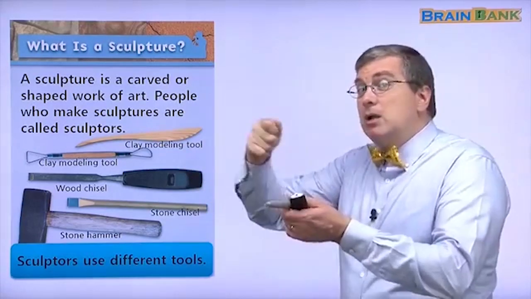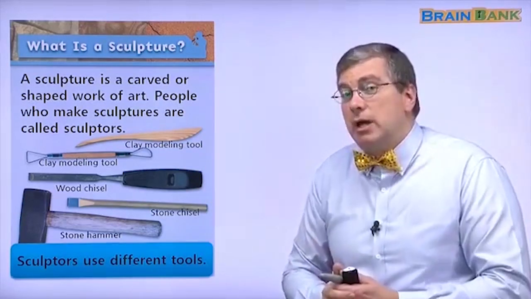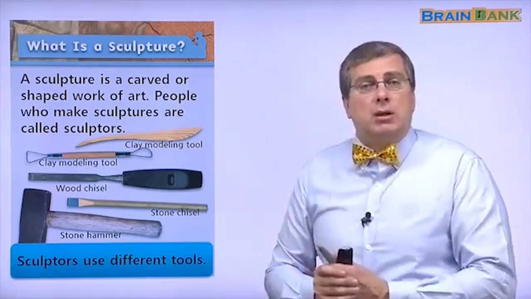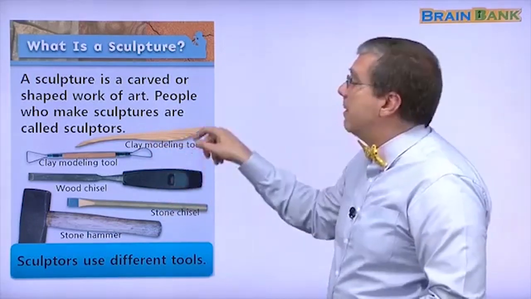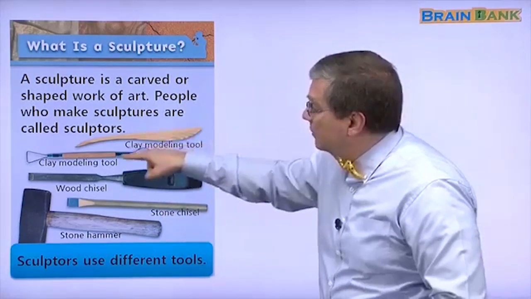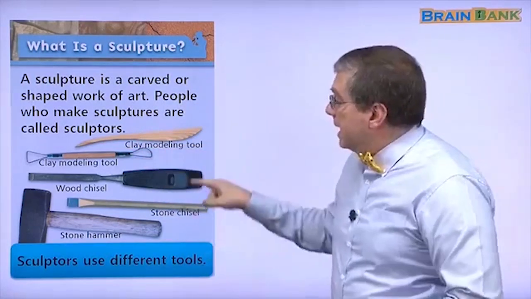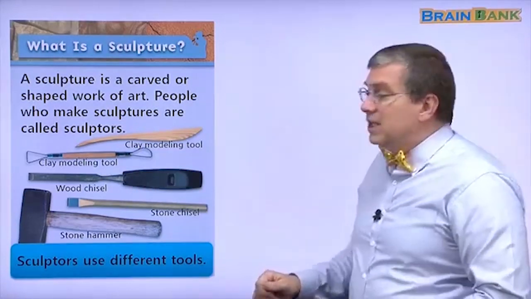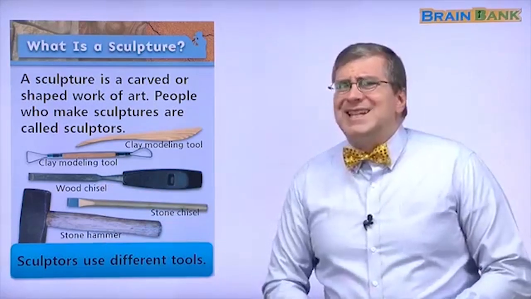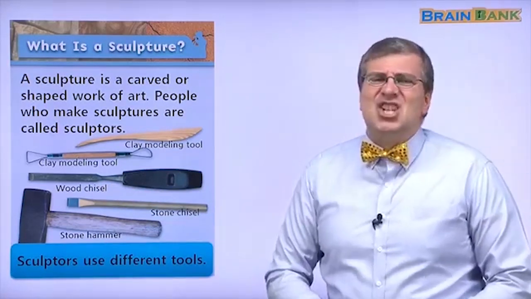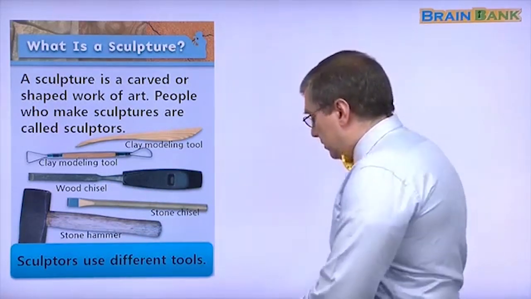This and this are clay modeling tools. We make a model, a shape. A model is also a sculpture. A clay modeling tool. We have two kinds. Here it says a wood chisel. Chisel. Can you say that word? Chisel.